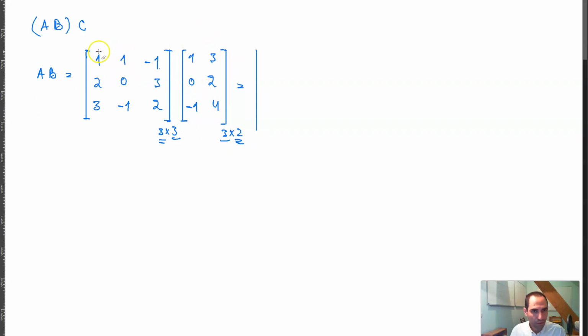So we will start with this row and this column. We have 1 times 1 is equal to 1, and 1 times 0 is equal to 0, and negative 1 times negative 1 is equal to 1. Then you have this row times this column, which is 1 times 3 is equal to 3, 1 times 2 is equal to 2, and negative 1 times 4 is equal to negative 4.